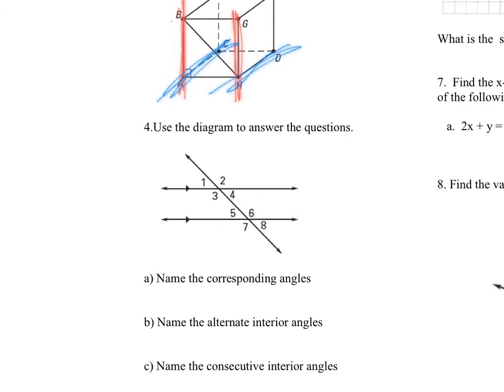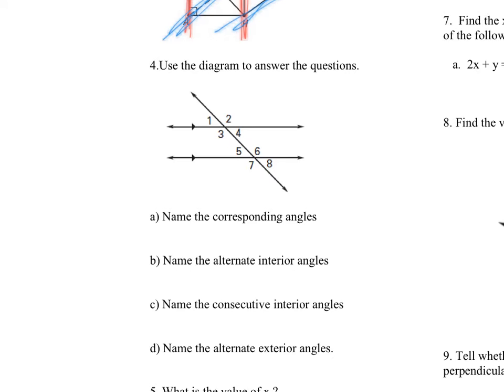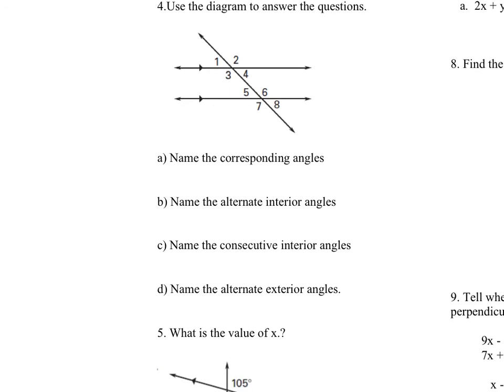Number 4, use the diagram to answer the questions. Name the corresponding angles, name the alternate interior, consecutive interior. All right, so again, guys, you really need to know these different angle relationships. Corresponding are matching, right? So 1 and 5. And when I say matching, notice 1 is in the same position of its group as 5 is over here, kind of the top left. 2 and 6.